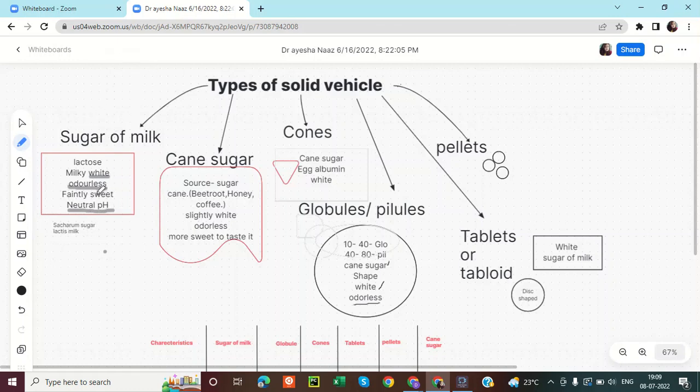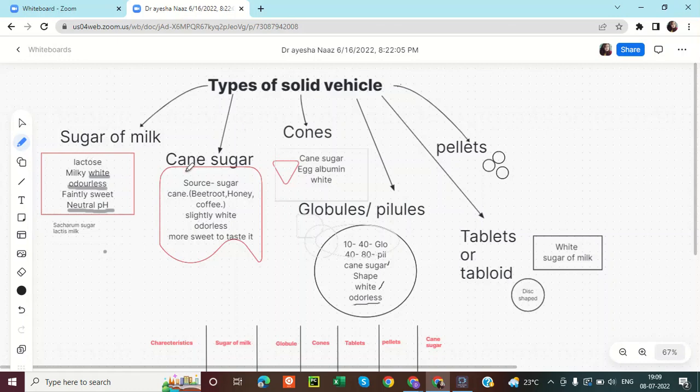The first one is lactose. It is also called lactose. The other properties of lactose: it's a powdered form and it is largely used in trituration also. The preparation of sugar of milk is very important and most frequently asked. I will try to explain it in a very easy way in the next class.